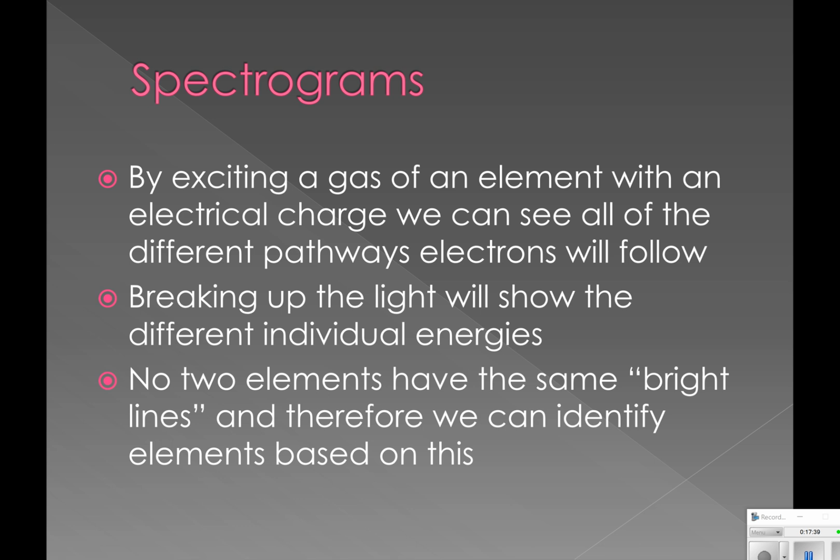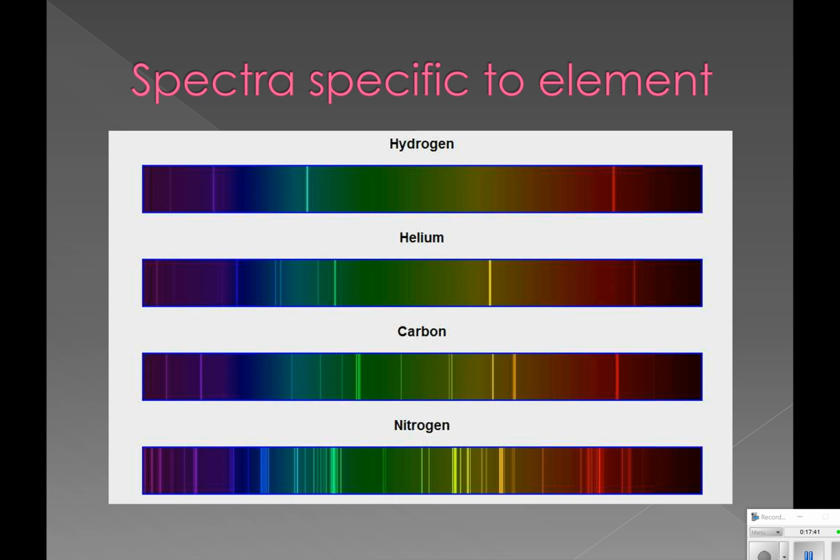No two elements are going to have the same bright line spectrum, and therefore we can use what we know about, let's say, hydrogen and helium to identify those elements in a sample of unknown. These will be specific, so every time we see a bright line spectrum of hydrogen, it should look pretty much just like that. If it's not, we might have impurities or something along those lines, but it's always going to produce the same kind of fingerprint.